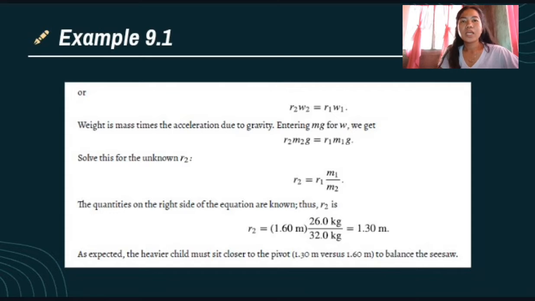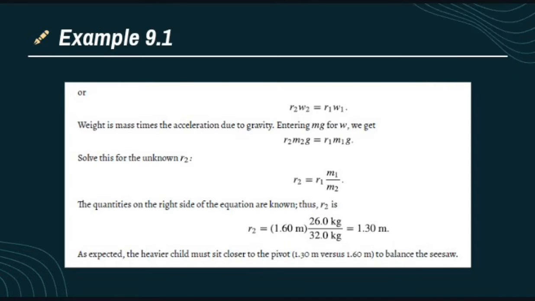As expected, the heavier child must sit closer to the pivot: 1.30 meters versus 1.60 meters to balance the seesaw.